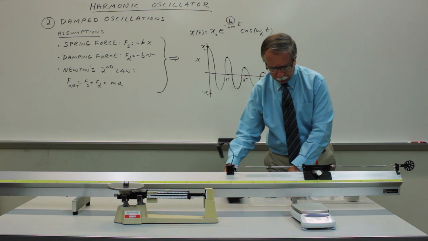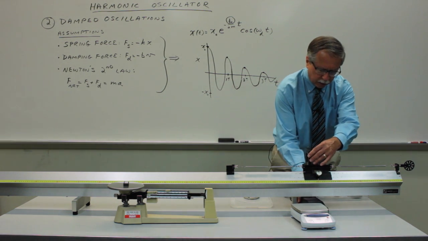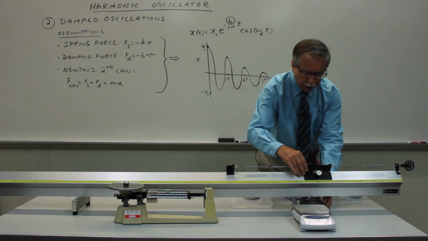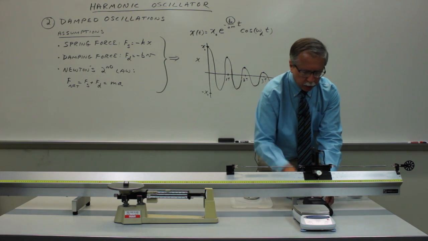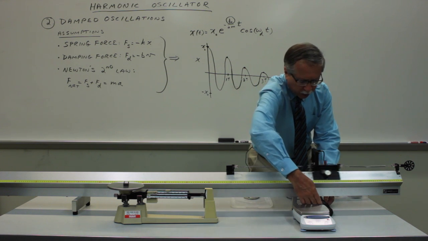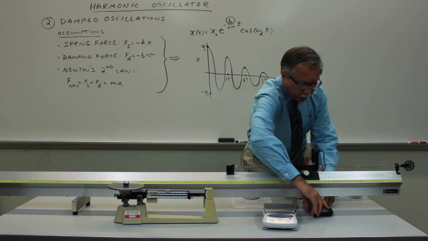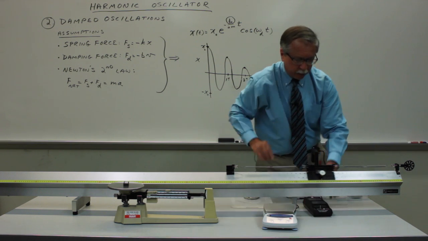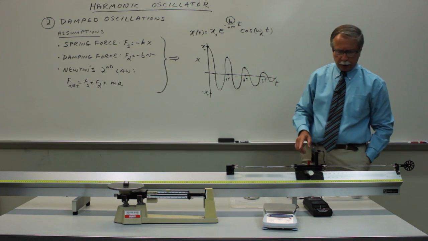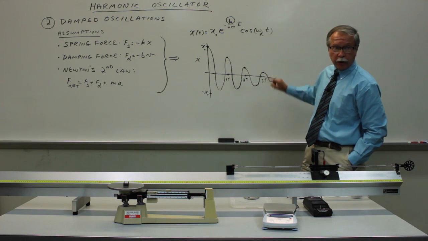So you might want to take your photogate timer and just carefully make a measurement of the oscillation period with the damping. So set this back to the pendulum mode. And get a reading of what the new period actually is with the damping, and use that to determine what T is when you plot the graph.